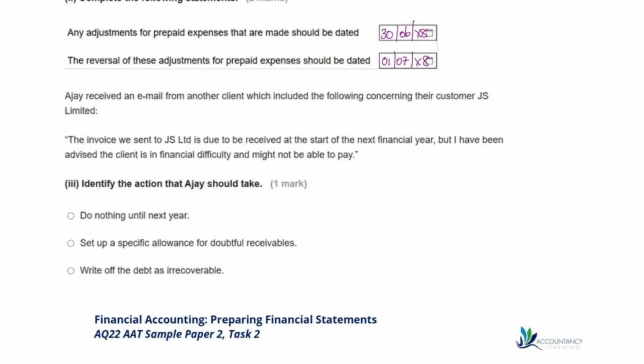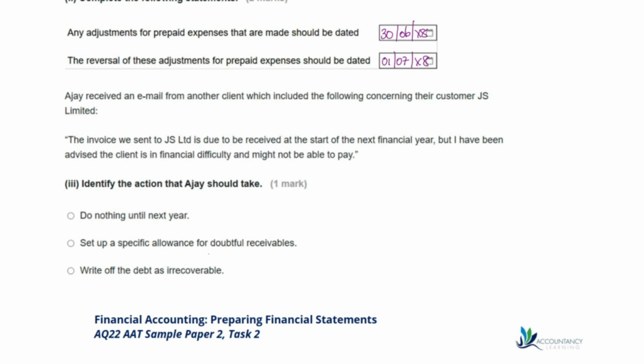AJ received an email from another client which included the following concerning their customer, JS Limited. The invoice we sent to JS Limited is due to be received at the start of the next financial year, but I have been advised the client is in financial difficulty and might not be able to pay. We now need to identify the action AJ should take.